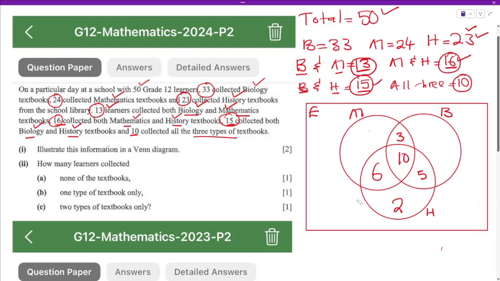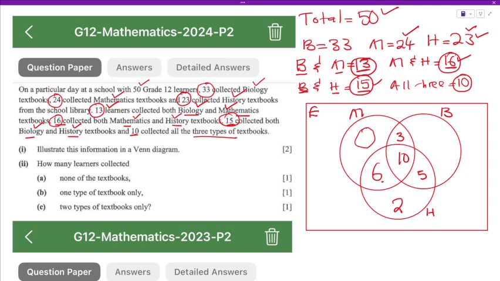Okay, you are done. You go to the next region, which is math. How am I going to find the value to put in this region? I simply check what is the total for the math set. It is 24. So what do I do? I add everything already in that set and then subtract from 24 to give me the value I'm looking for.